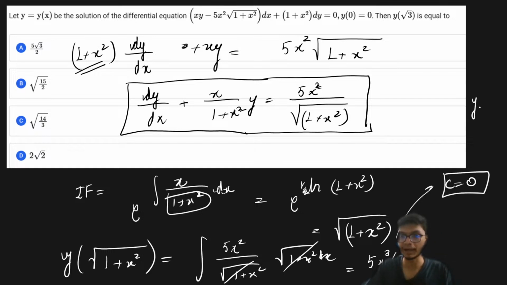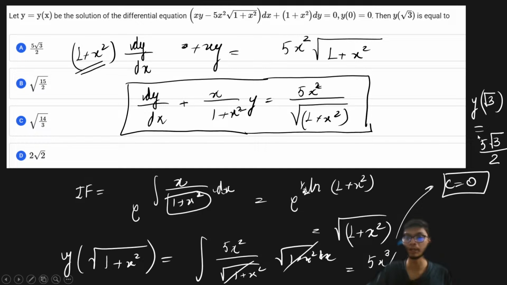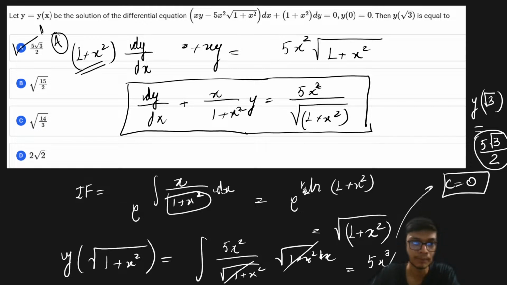Right. And therefore we have to find the value at x equals root 3. So if you put the value at x equal to root 3, the value is going to come out as 5 root 3 upon 2. Is this part clear? 5 root 3 upon 2. Okay. So with this, the solution to this particular problem is going to be option number A over here.